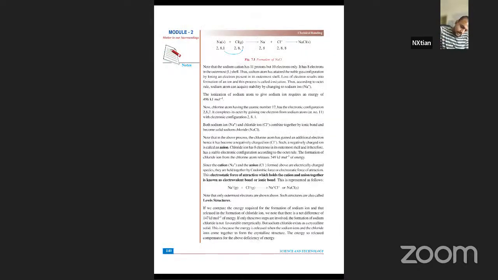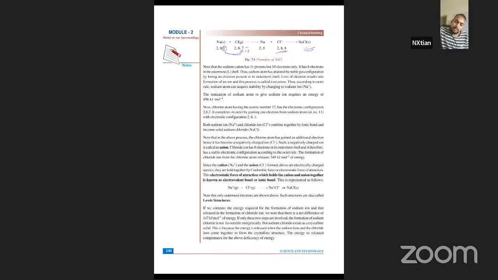So here you can see that the one electron which Na wants to lose, it will give to the chlorine to have plus one electron, making 8 electrons, like you can see here, so that the bond, the salt, common salt, can be formed. Okay, understood, guys? Yes or no?